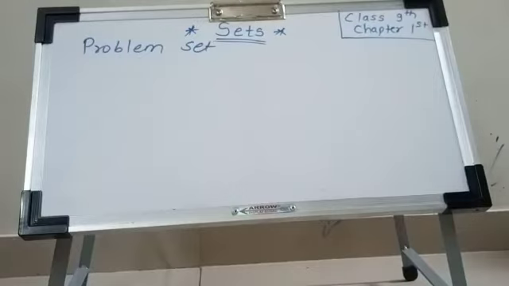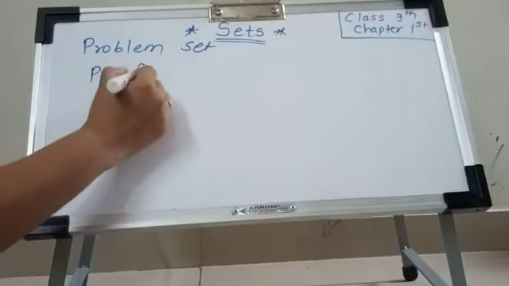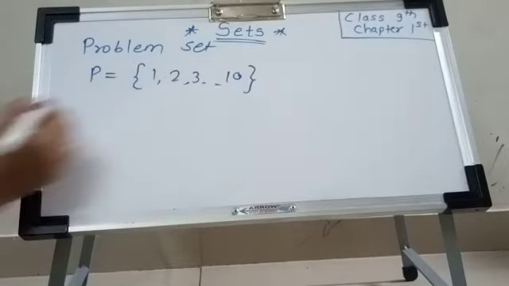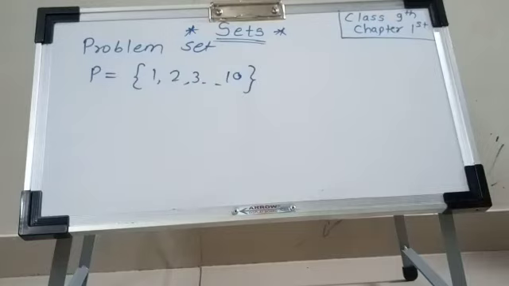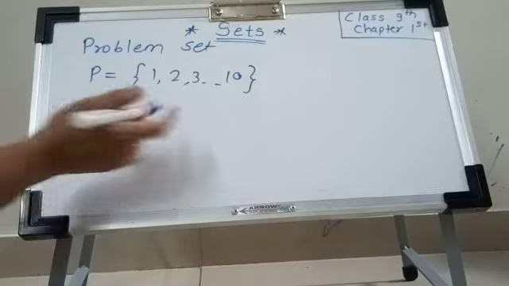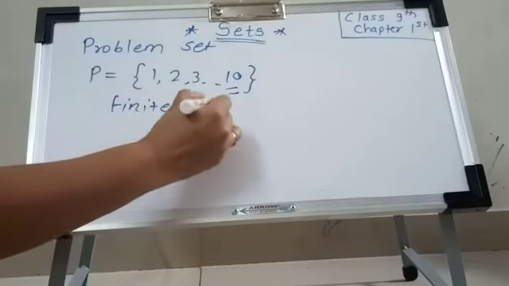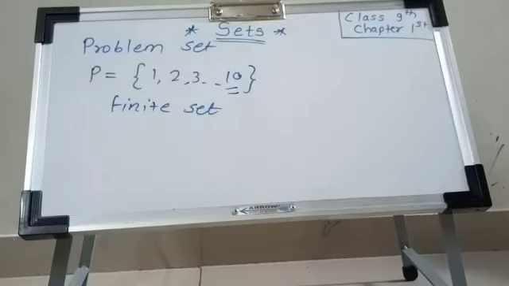Now the third example. P is equal to 1, 2, 3, dash, up to 10. Our question is, what type of set is this? Our options are null set, finite set and infinite set. Null set means no element, but here there are elements, hence it is not a null set. Infinite set means there is no limit. Here the limit is up to 10, so our answer is P is a finite set.